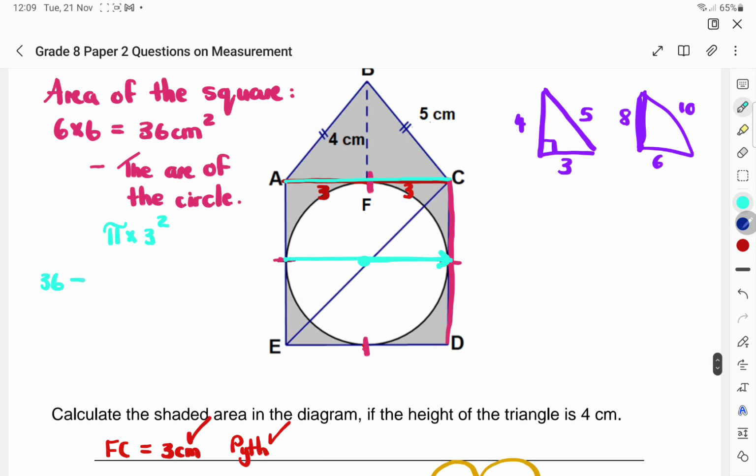So it's 36 minus pi times 3 squared, which gives you 28.27433. I'm just writing a few digits, and then I'm going to lock it into my calculator as the answer, and then say 36 minus my answer. Thus, the bottom shaded area is 7.7. If you round it off to the nearest 2 decimals, 7.7 centimeters squared.